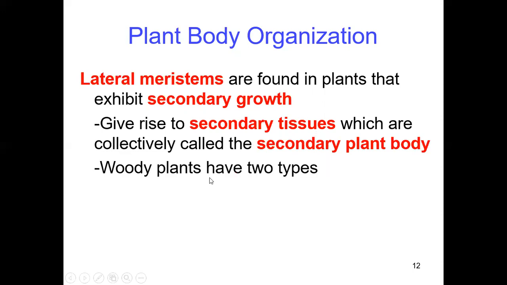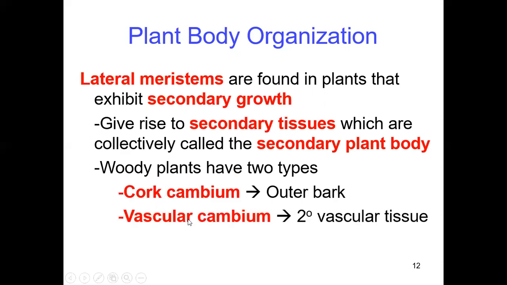So woody plants, they have two types. One we call as a cork cambium, and next we call as a vascular cambium. So this cork cambium is responsible for the bark, while the vascular cambium is responsible for the vascular tissue.